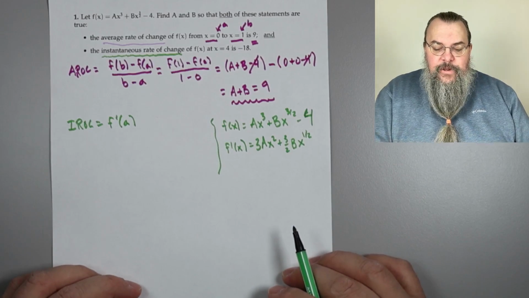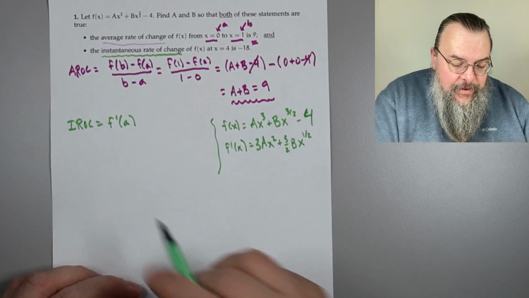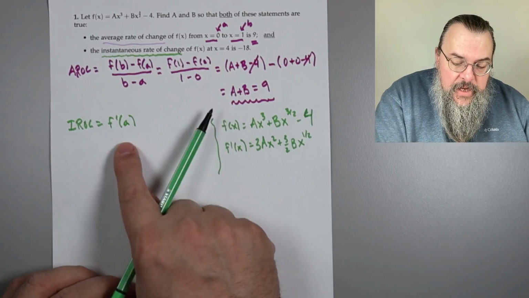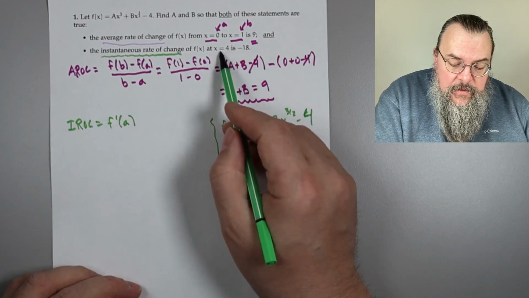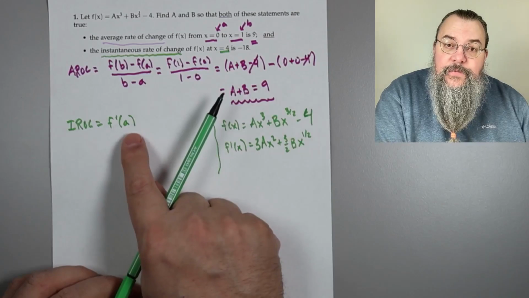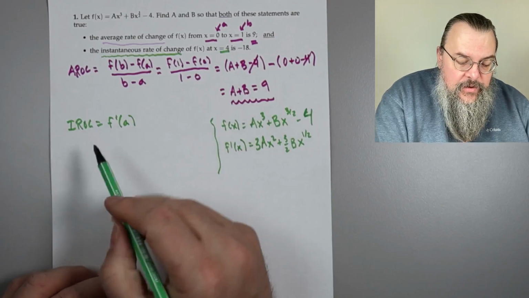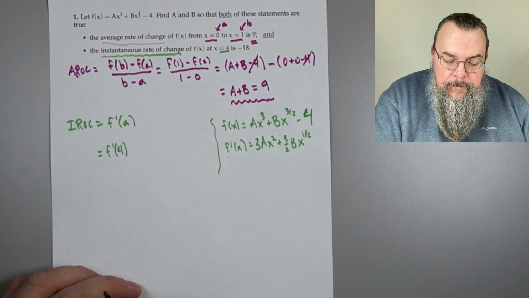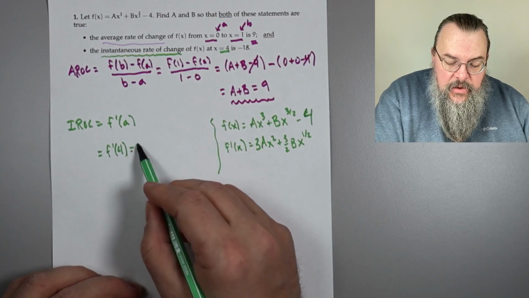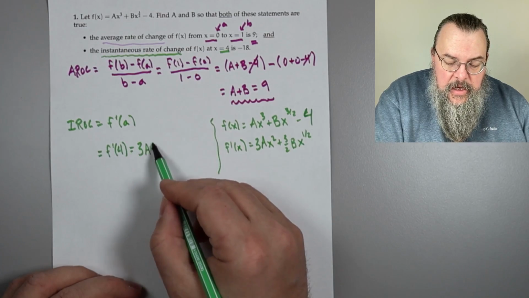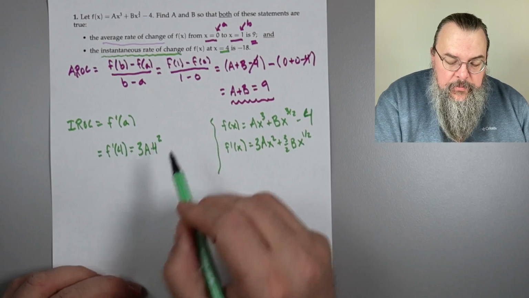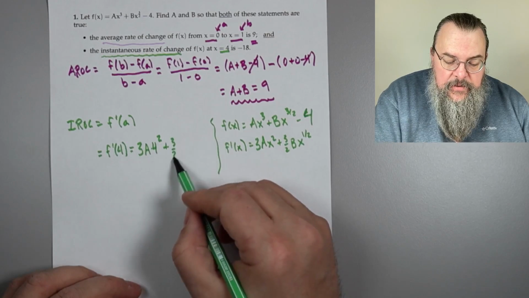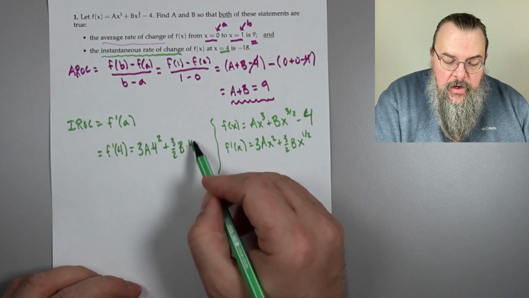Lovely. Now we're going to plug in. What are we plugging in? We're at 4, so we're plugging 4 in here. We want to look at f prime of 4. So that's going to be 3a times 4 squared plus 3 halves b times 4 to the 1 half.